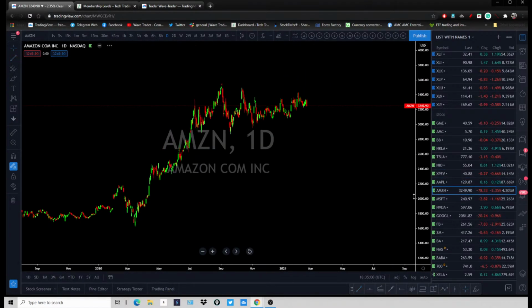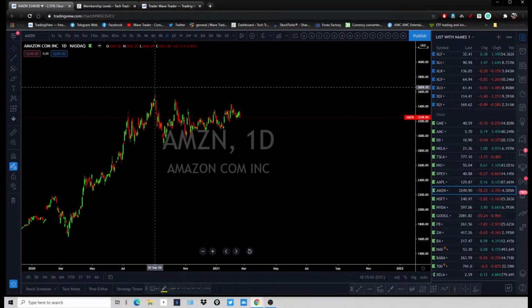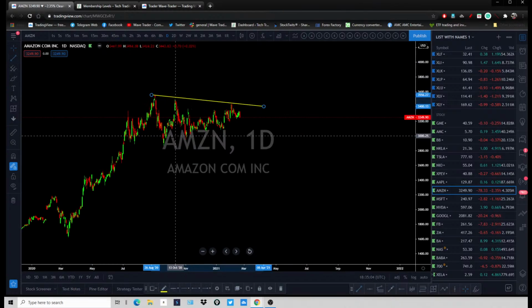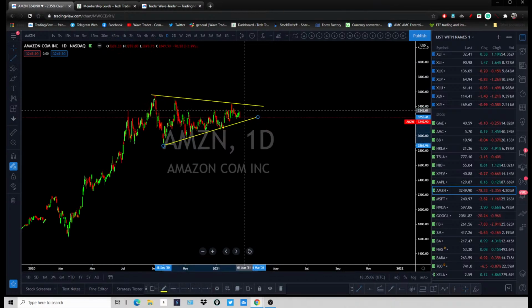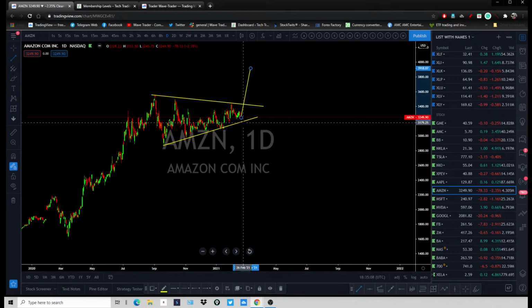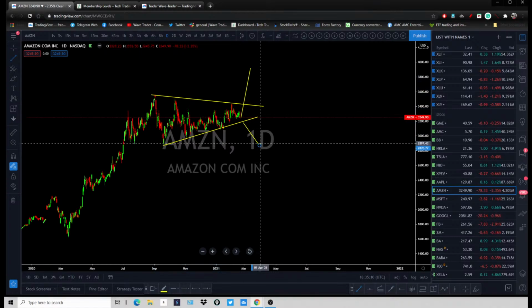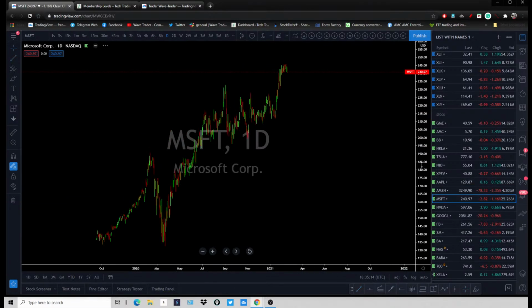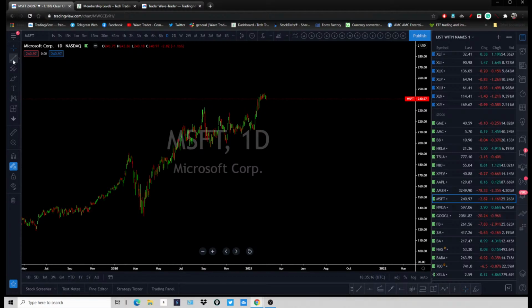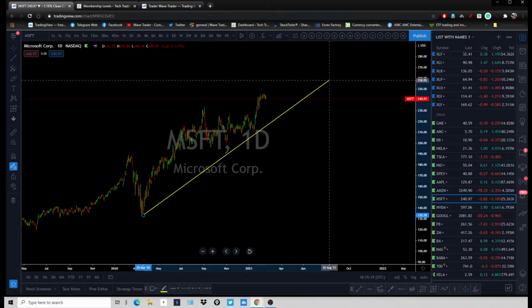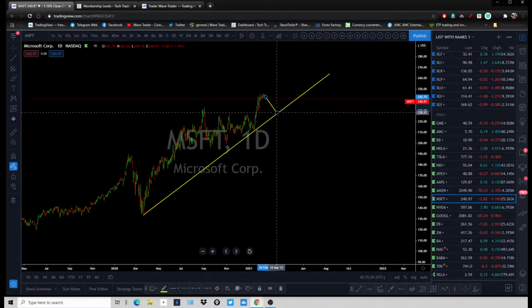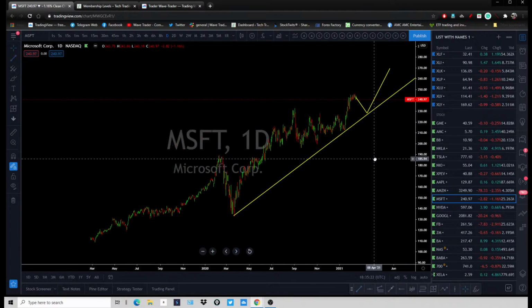Amazon also stays trending for upside. And this symmetrical triangle is to break out or test that low, and go higher. Microsoft, yeah, pull back, correct at least back to the trend line, and then continue to keep pushing higher.